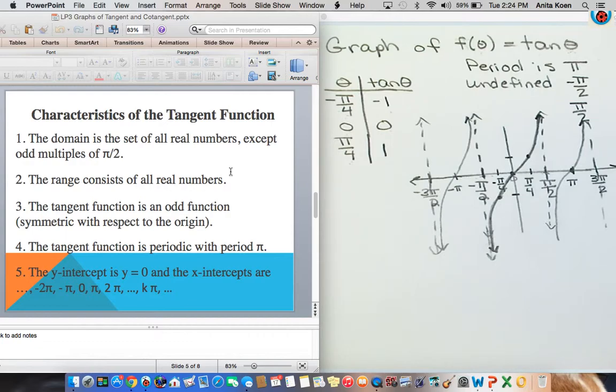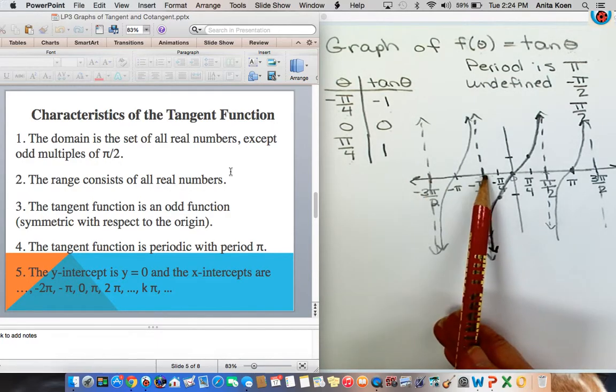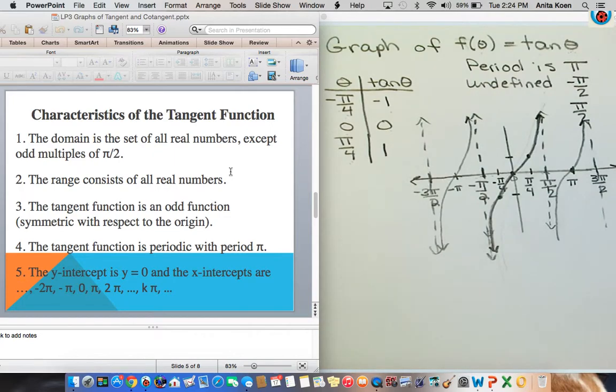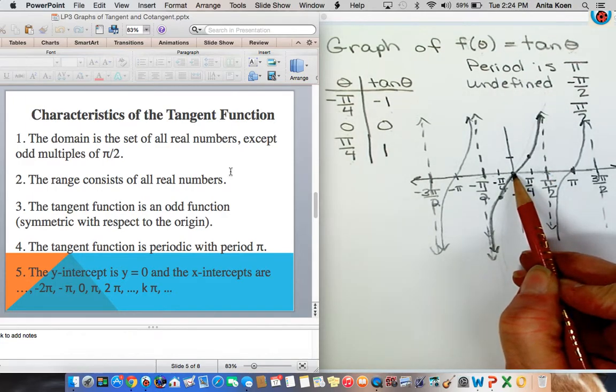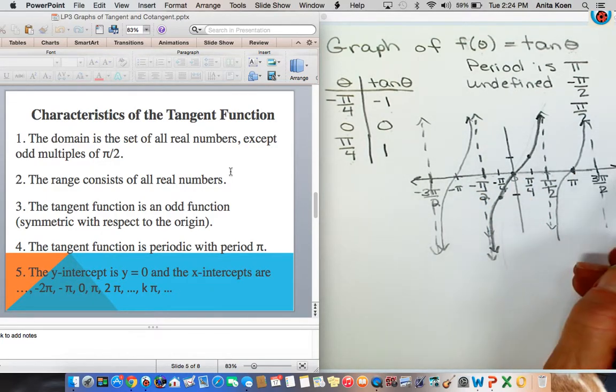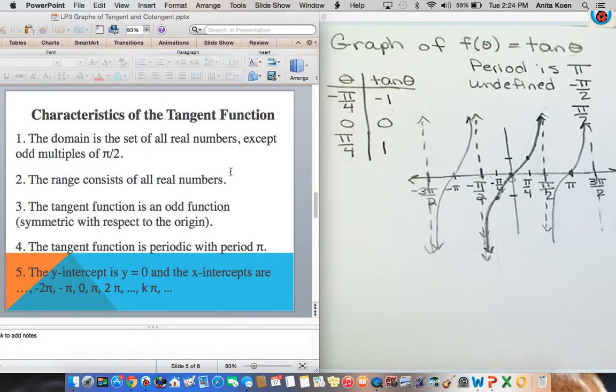Okay, these are the characteristics of the tangent function. The domain is the set of all real numbers, except for the odd multiples of pi over 2, because that's where our asymptotes are. The range is all real numbers, because this function goes down forever and goes up forever. The tangent is an odd function. That means it's symmetric with respect to the origin. The tangent function is periodic with a period of pi. The y-intercept is y equals 0 right here, and the x-intercepts are at points like negative pi, 0, pi, 2 pi, any integral multiple of pi.